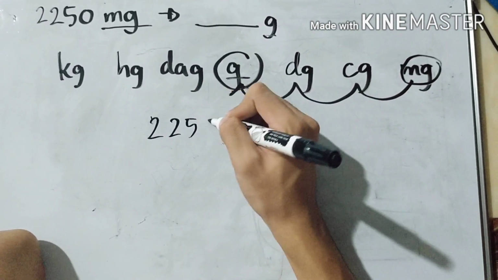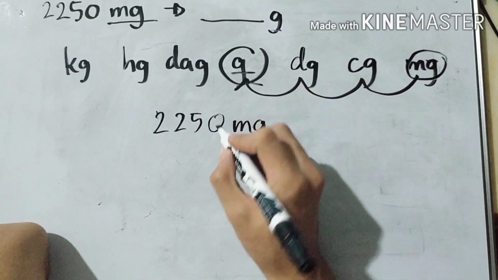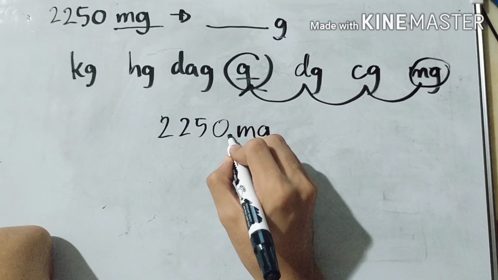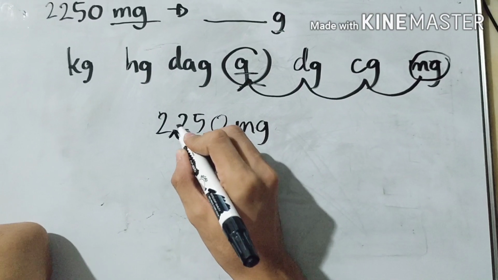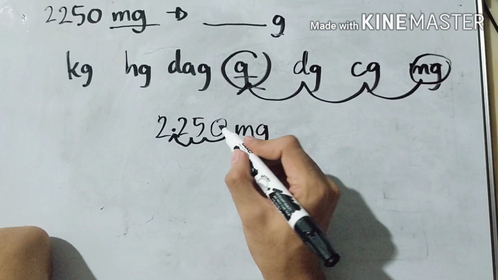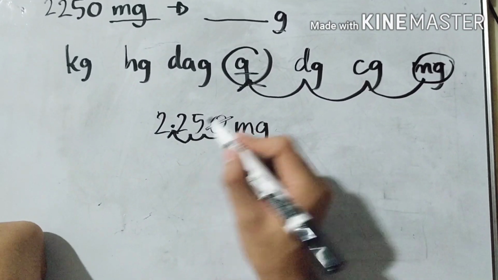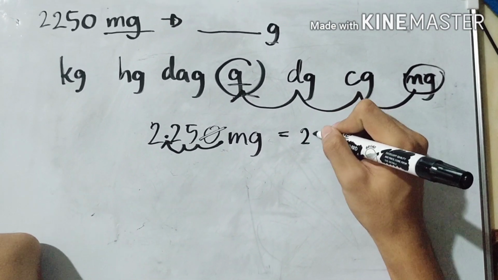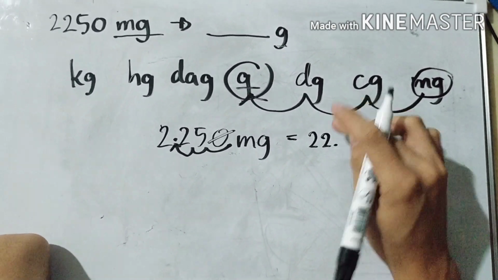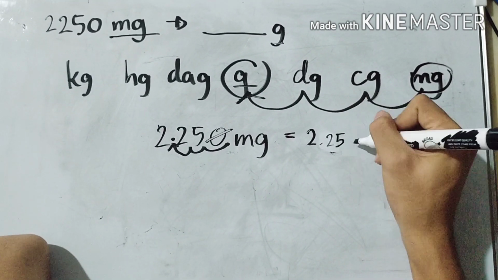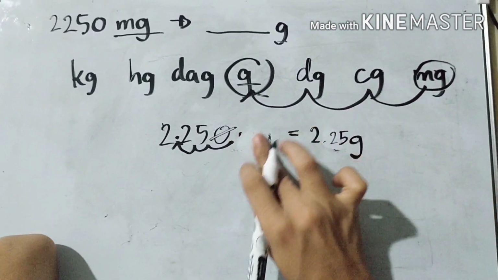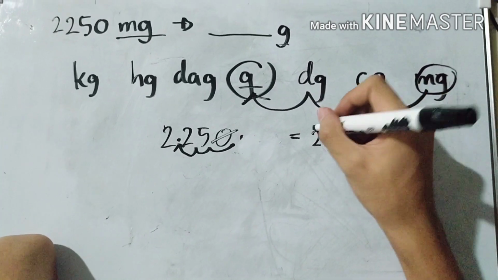2,250 milligrams, from the decimal point. Dito, 3 units to the left. 1, 2, 3. So, dito na yung decimal point. Ang tatanggalin lang natin is yung 0. Pag whole number, copy. So, that is equivalent to 2.25 grams. Yung milligram, converted na siya into grams.